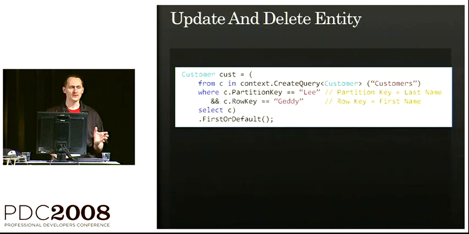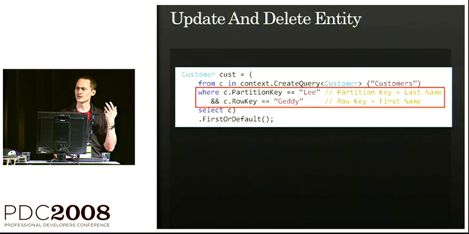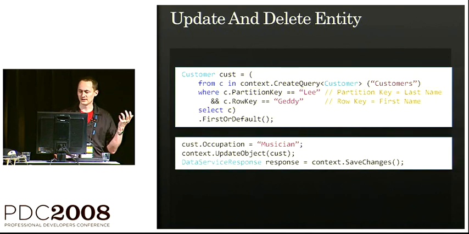Okay? The final thing I want to show is updating and deleting entities for our table. Now, we want to get the customer Getty Lee out of our store that's in the cloud that we already inserted. So we're going to do a query where we specify the partition key Lee, row key Getty. Now, we want to update a field. Let's just choose occupation. Didn't quite work out for Getty to be an engineer, so he became a musician.